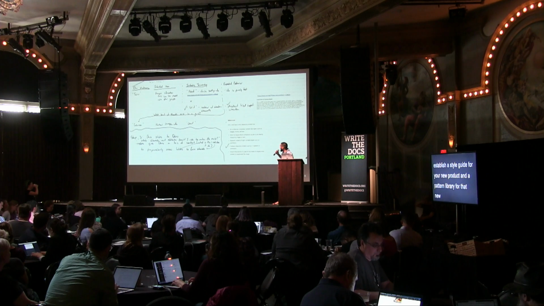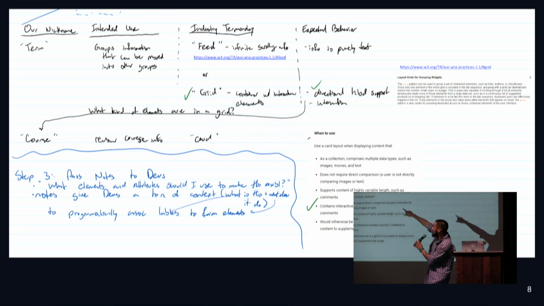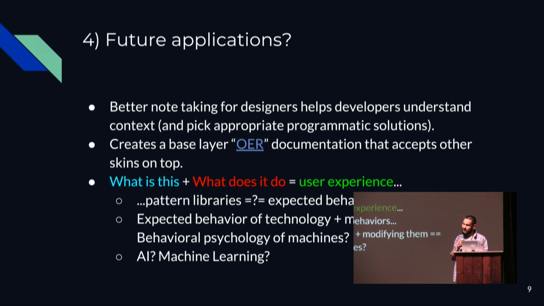This is kind of an early take where you can see me taking notes on what do I call this component, what's its intended use, to group information that can be moved into other groups. The industry terminology, they call it a feed or a grid, and then I checked to see what are the expected behaviors. Is this component being used correctly in the design? And the interesting thing is I came to the same conclusions of the developers without even using a screen reader. So there could be something there.